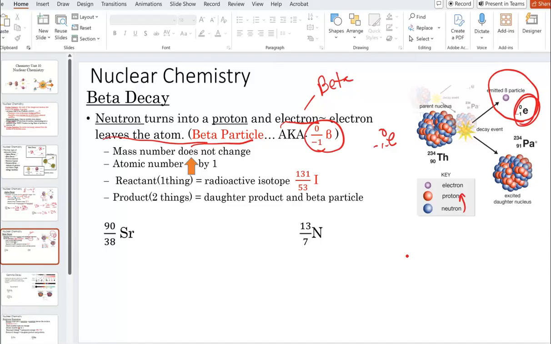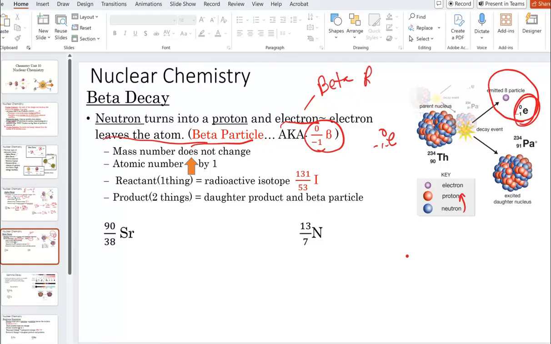the mass number of your parent isotope does not change in the product. Our atomic number, however, changes. It goes up by 1. That makes sense because a neutron turns into a proton. So our mass number doesn't change because the mass number is the total neutrons and protons in the nucleus. So just the fact that a neutron changes into a proton is not going to affect the mass number. However, it is going to affect the atomic number. So our atomic number is going to increase by 1.